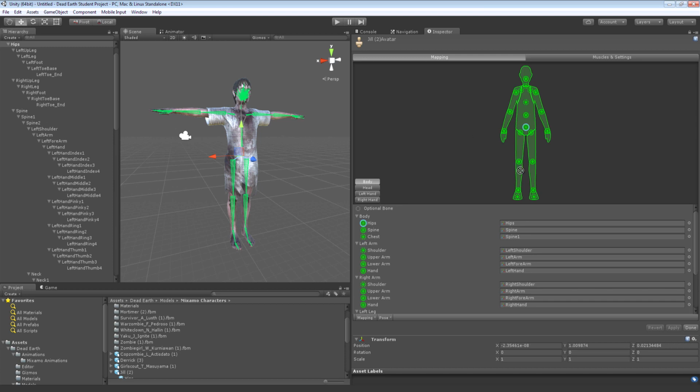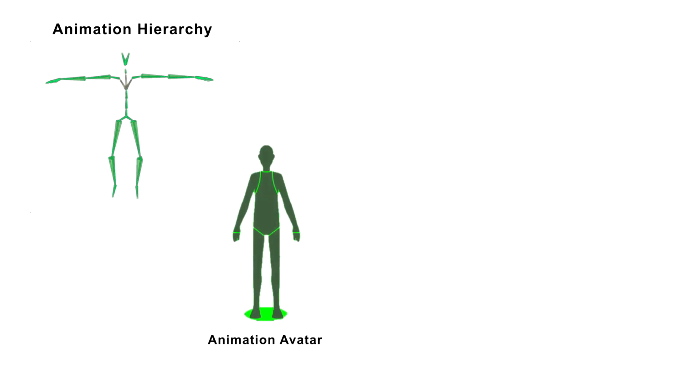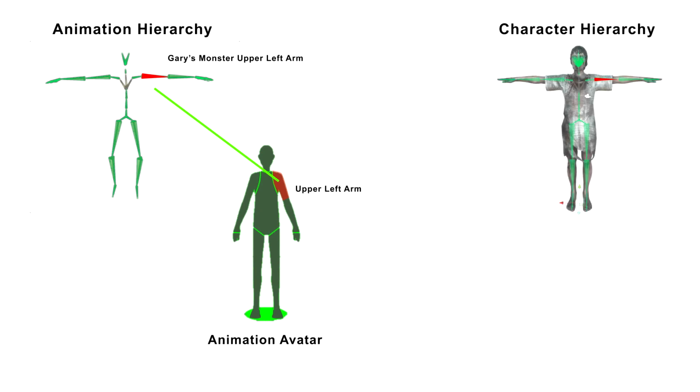So for an animation clip, those bone names referenced by the keyframes are assigned to body parts in the animation's avatar. So a bone called, for example, Gary's monster upper left arm in the animation file would simply be mapped to the upper left arm body part of the animation clip's avatar. The animation's avatar now knows that irrespective of what the original bone name was, the upper left arm in the target bone hierarchy now has to be updated.